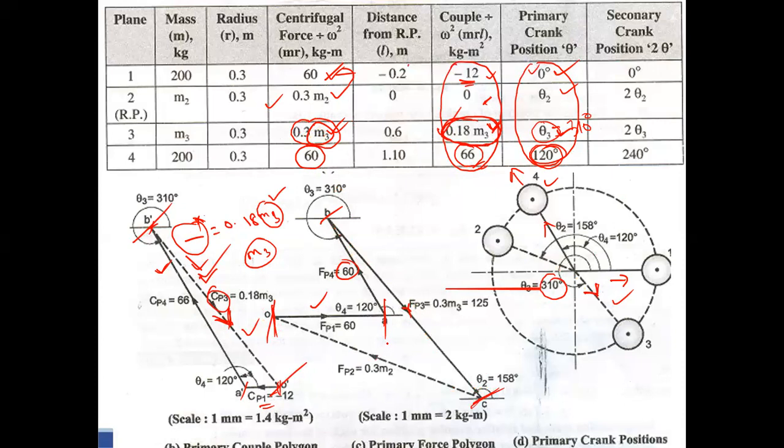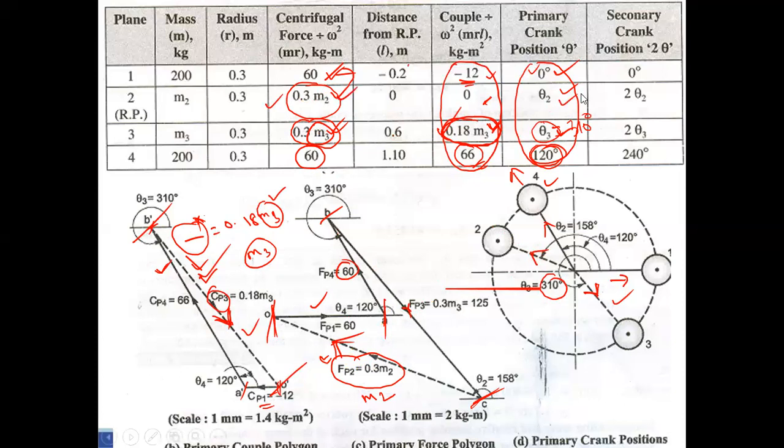The polygon is not closed, so there is an unbalanced force. Then you measure the distance. That will be equal to 0.3 into M2. You measure the distance, multiply with scale, and equate with 0.3 M2. You can calculate the value of M2. What is the direction of the force? This is the direction of the force. So here you mark. Now you calculated M2 and theta 2.